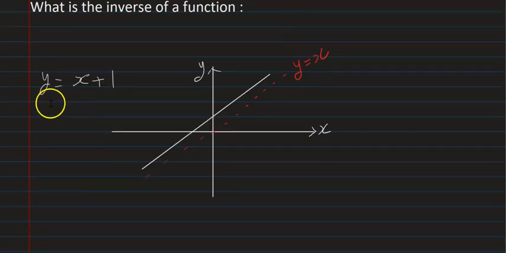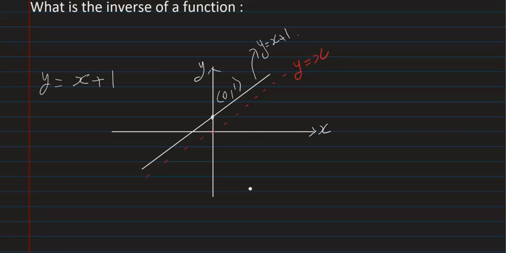So we have this function y equal to x plus 1. And here is the graph of y equal to x plus 1, okay? And the y-intercept here is (0, 1). And this is a graph of y equal to x plus 1.